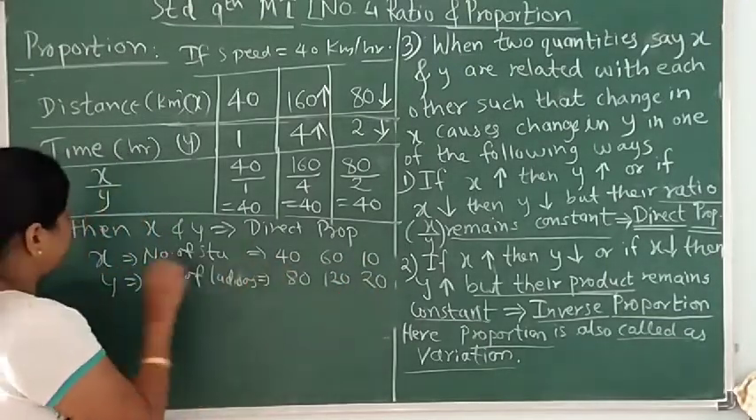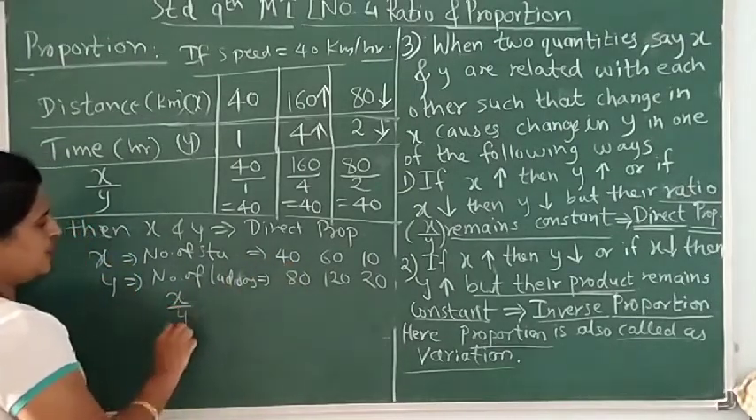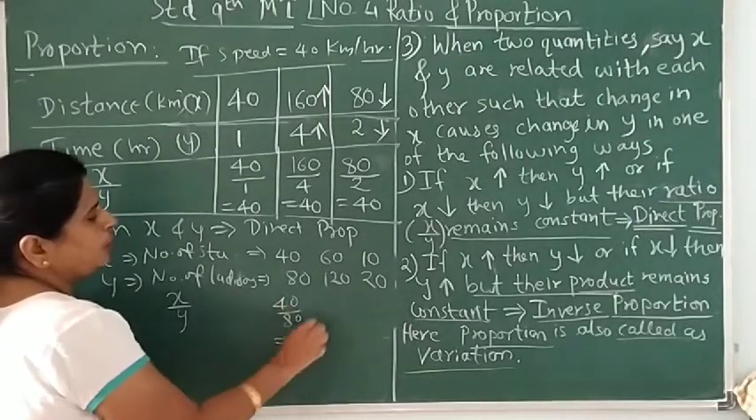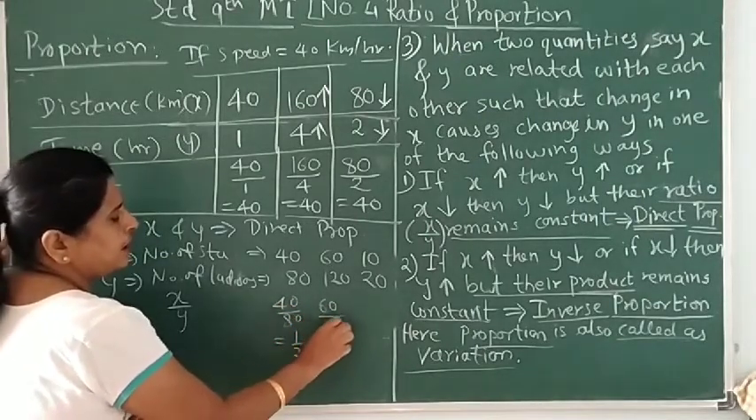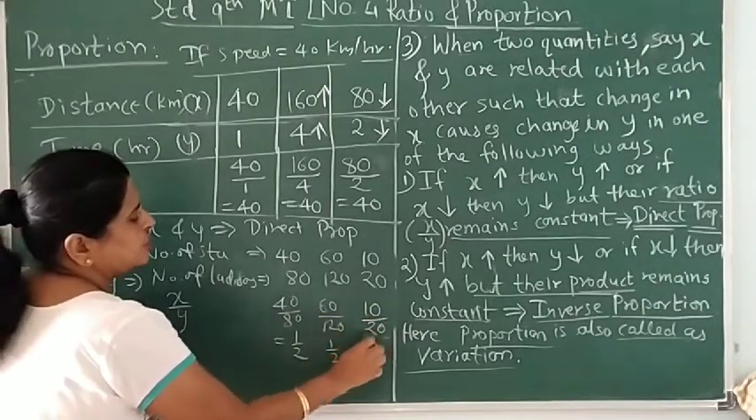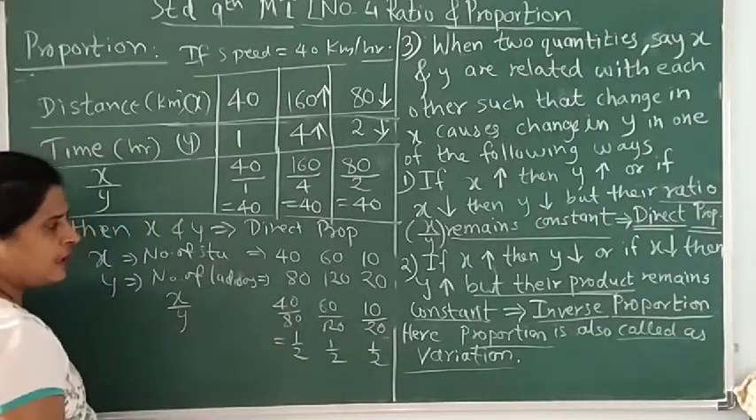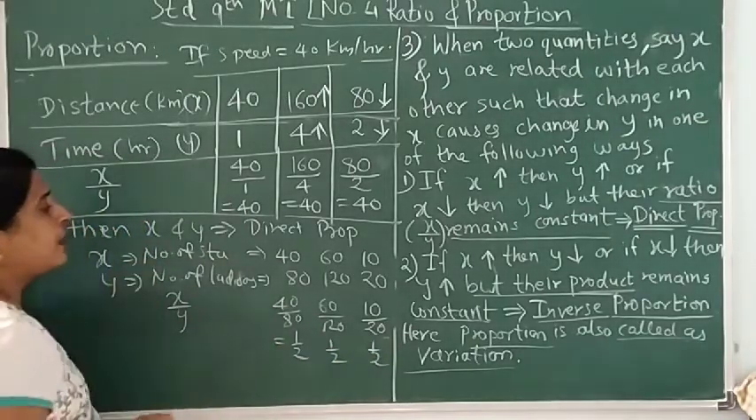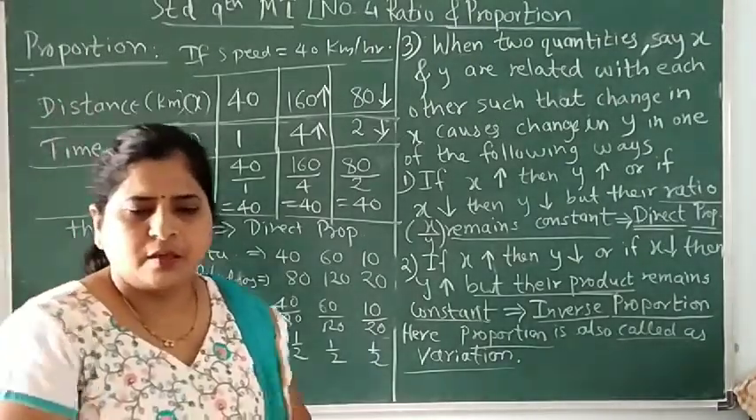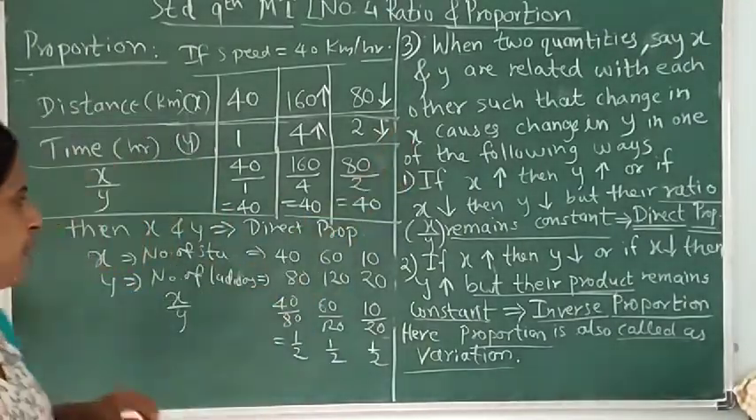So in that case also you can see what is the ratio of x upon y. 40 upon 80 is 1 upon 2. 60 upon 120 is also equal to 1 upon 2. And 10 upon 20 is also equal to 1 upon 2. So where the ratio is constant, we can say we have direct proportion or direct variation in these two quantities. So this was the direct proportion.